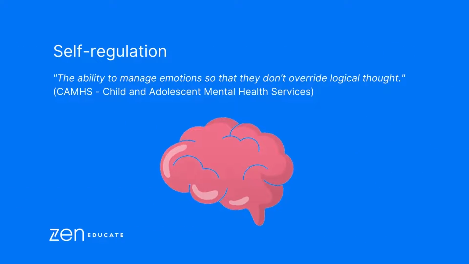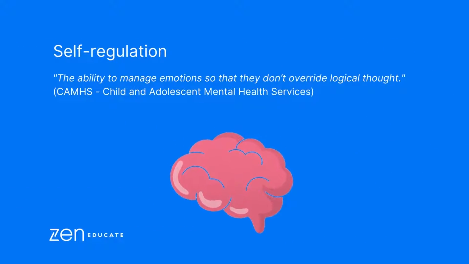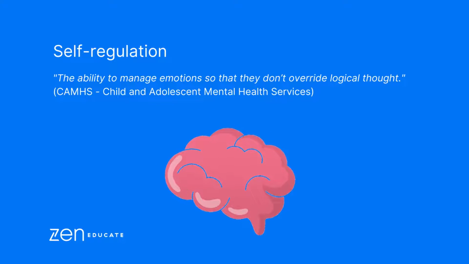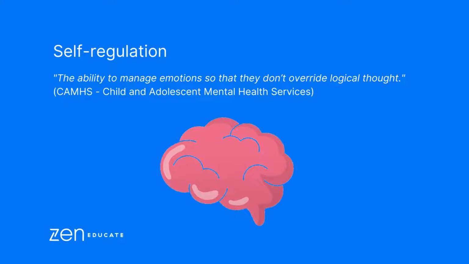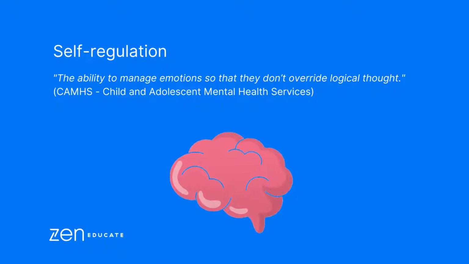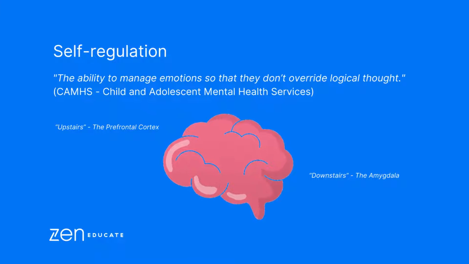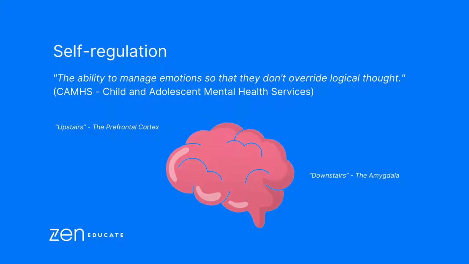Self-regulation. So what is self-regulation? The Child Adolescent Mental Health Services defines self-regulation as the ability to manage emotions so that they don't override logical thought. Self-regulation requires communication between the parts of our brain that deal with emotion and those that deal with thinking.